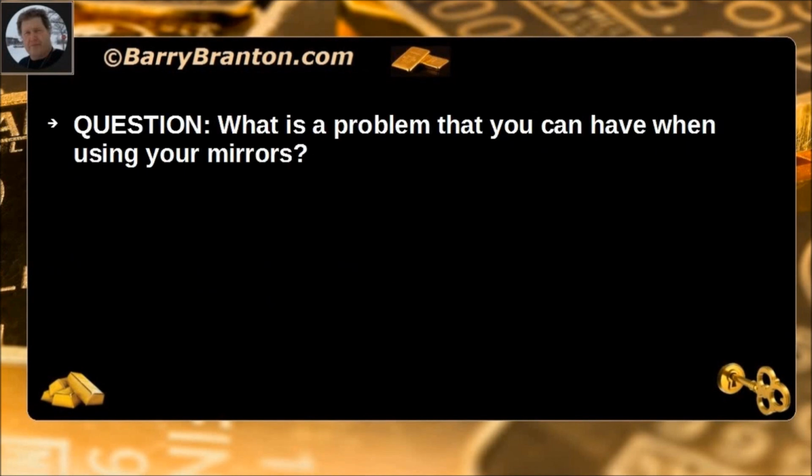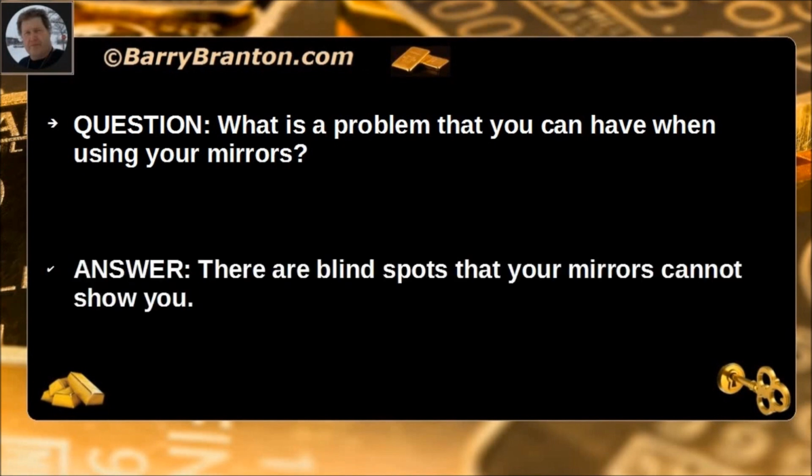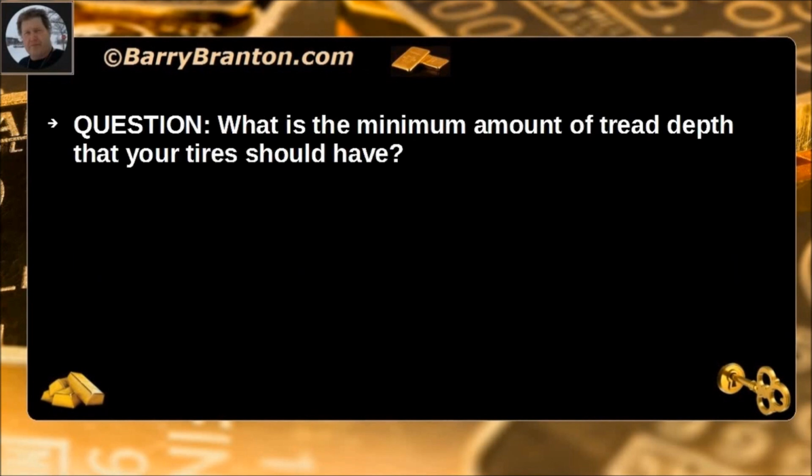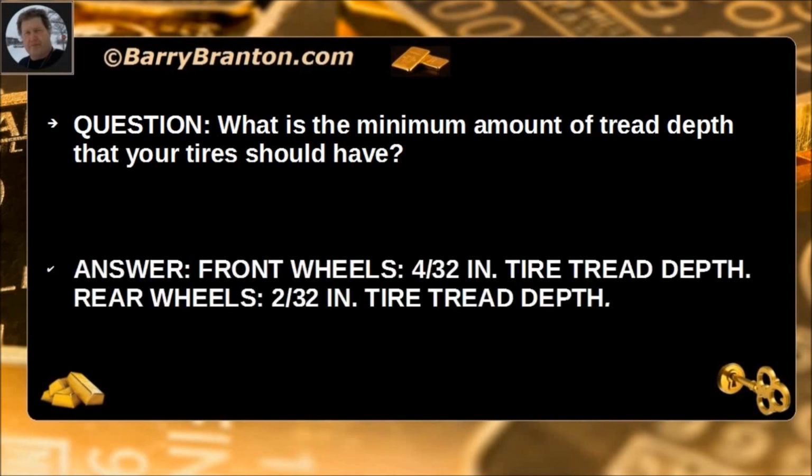What is a problem that you can have when using your mirrors? There are blind spots that your mirrors cannot show you. What is the minimum amount of tread depth that your tires should have? Front wheels, 4/32 inch tire tread depth, and the rear wheels, 2/32 inch tire tread depth.